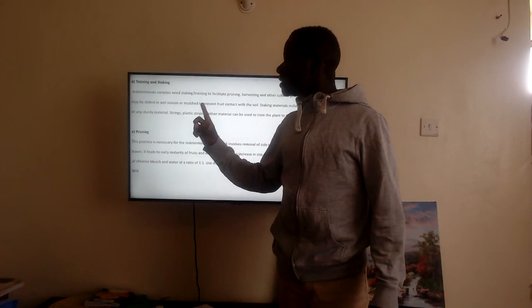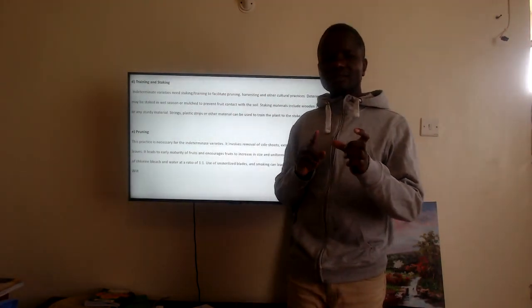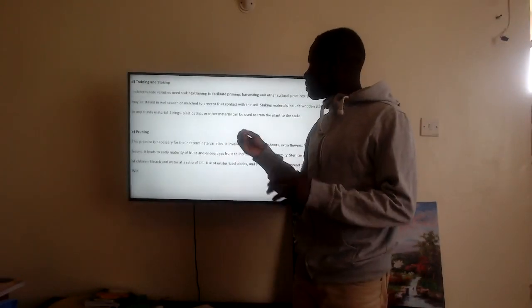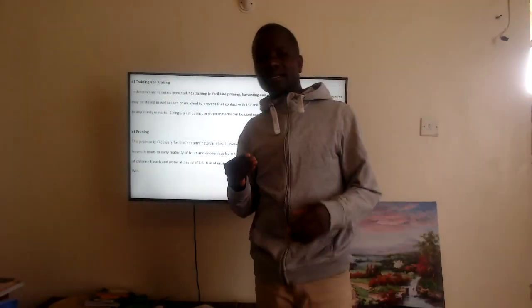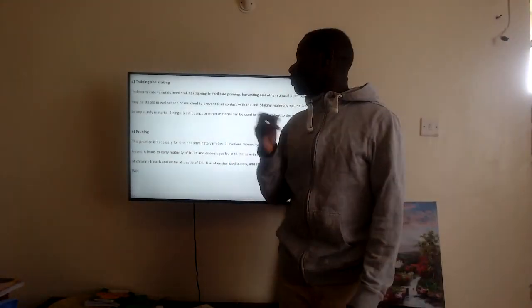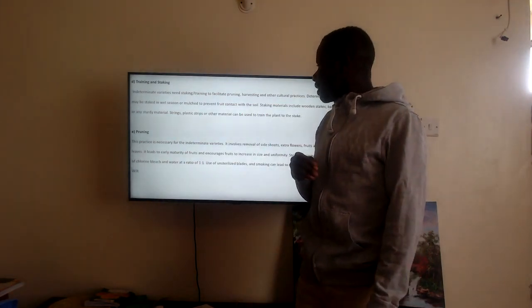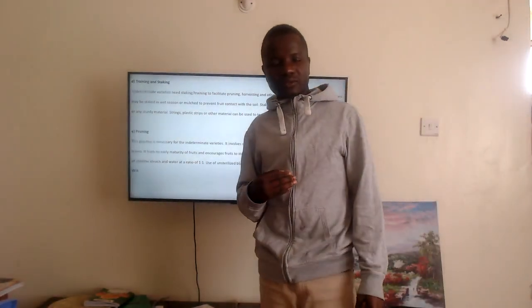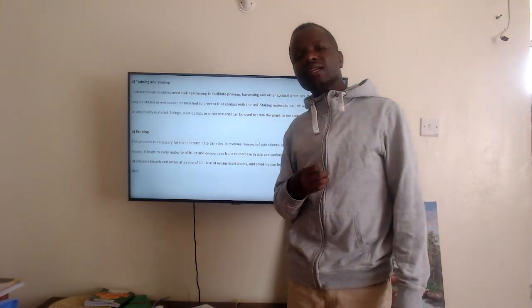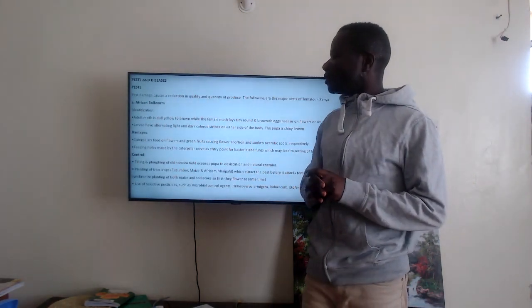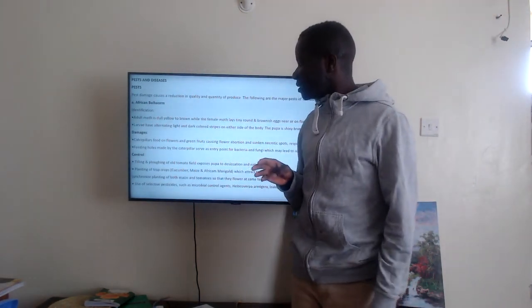The next one is training and staking. Training and staking applies to what we call the climbing variety, whereby sticks are erected and tomatoes climb as they grow up. The next one is pruning. Pruning is the removal of unnecessary branches and twigs from a tree, and therefore this enhances more fruiting within the plant. The last part of this presentation is the pests and the diseases.